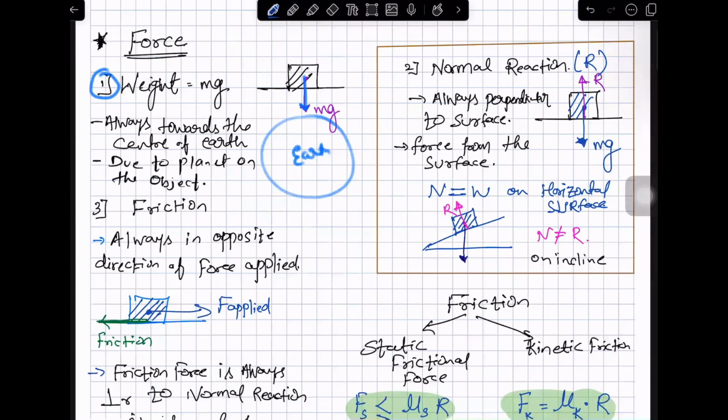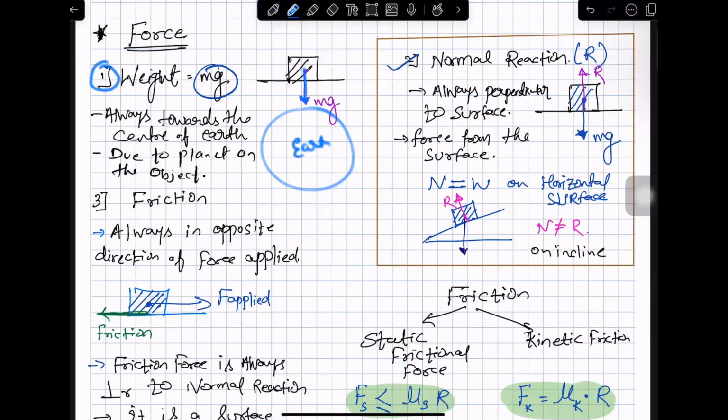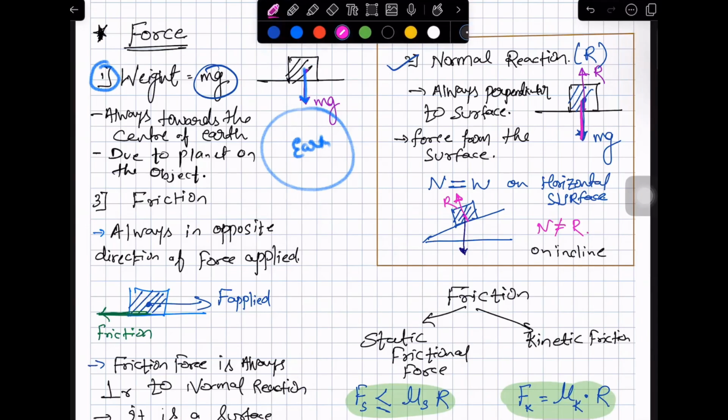Then we see the normal reaction force. That's also known as the support force, exerted by the surface perpendicular to an object which is resting on it. In this example, when the object is lying on the floor, you see the weight force is downward, but the perpendicular force from the surface is upward. In the case of an inclined plane, that support force is perpendicular to the plane.